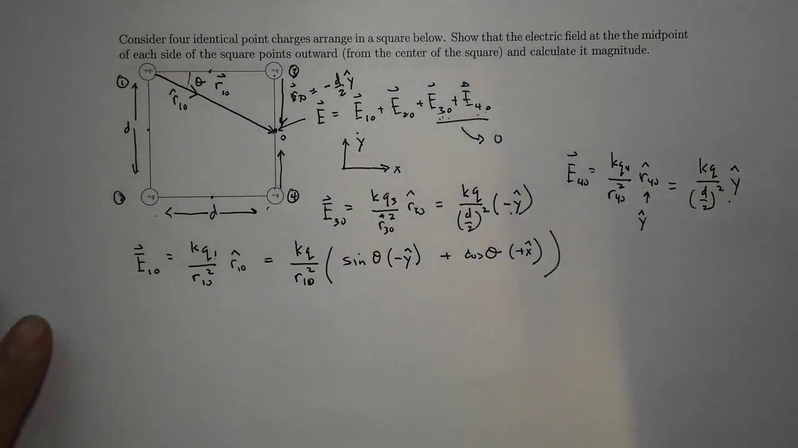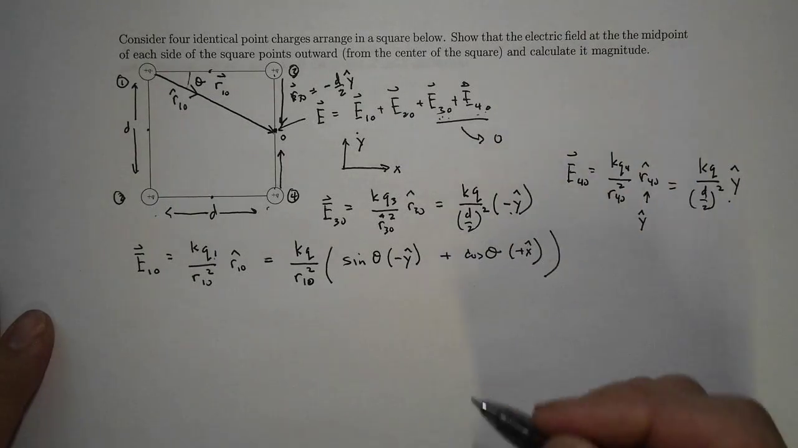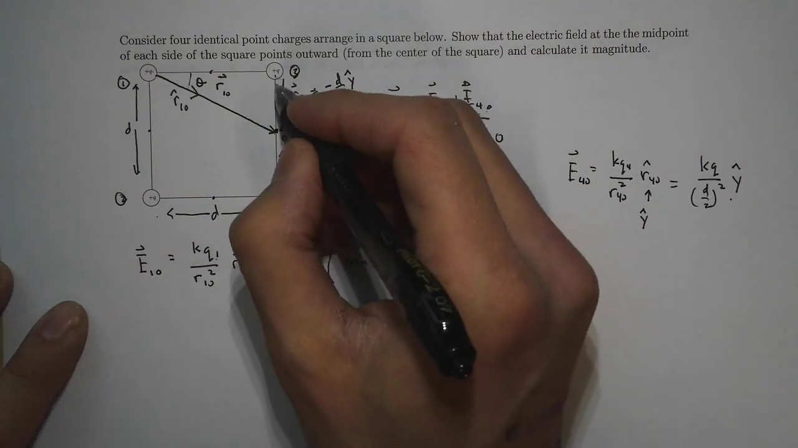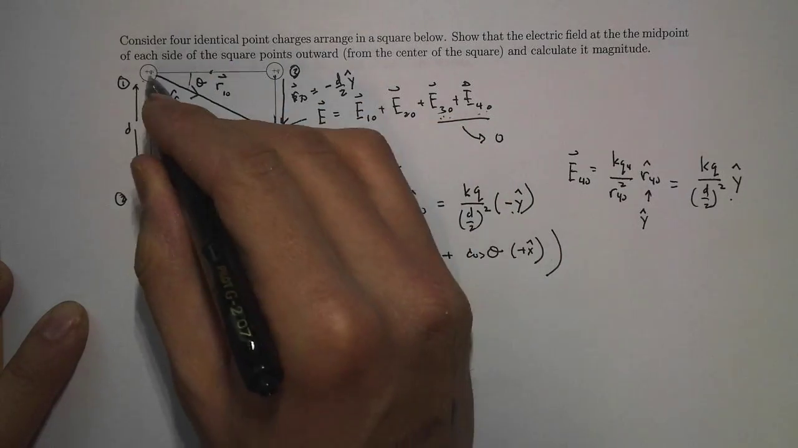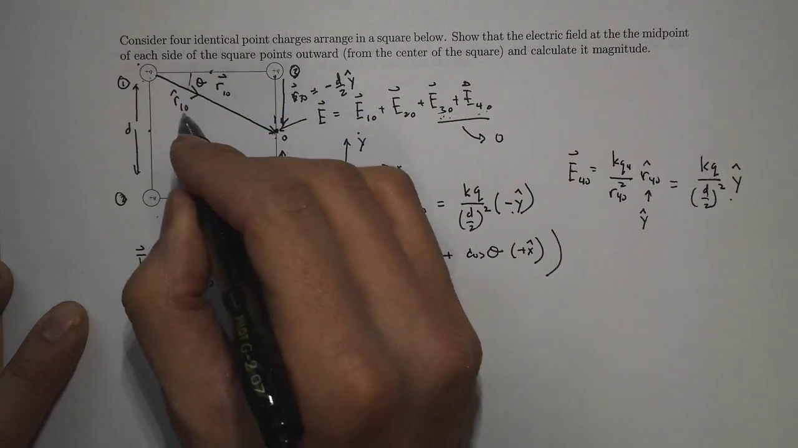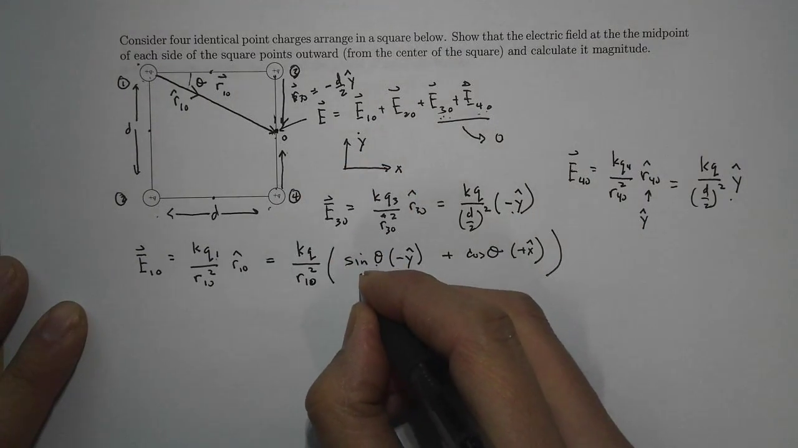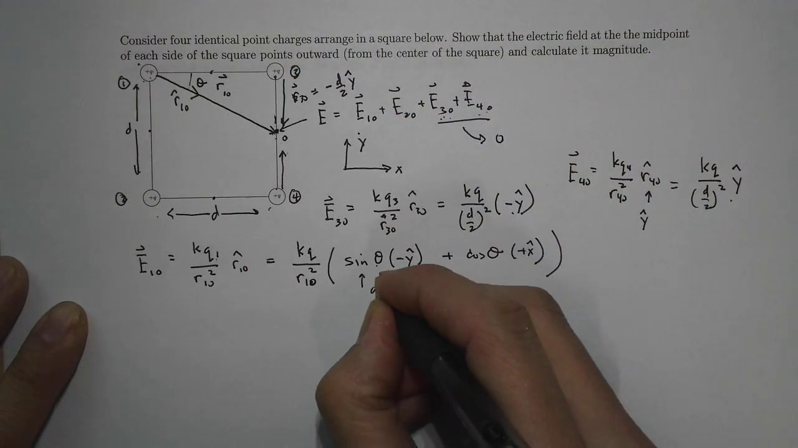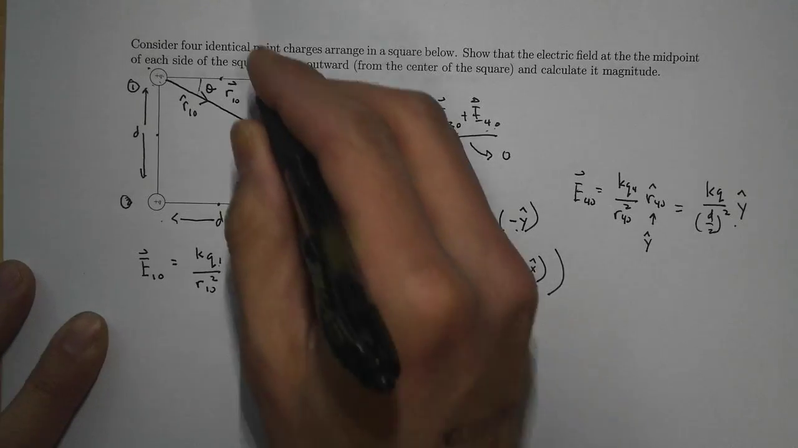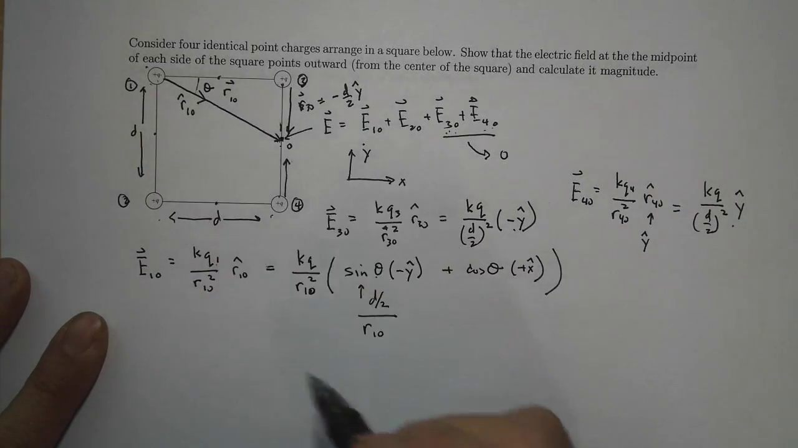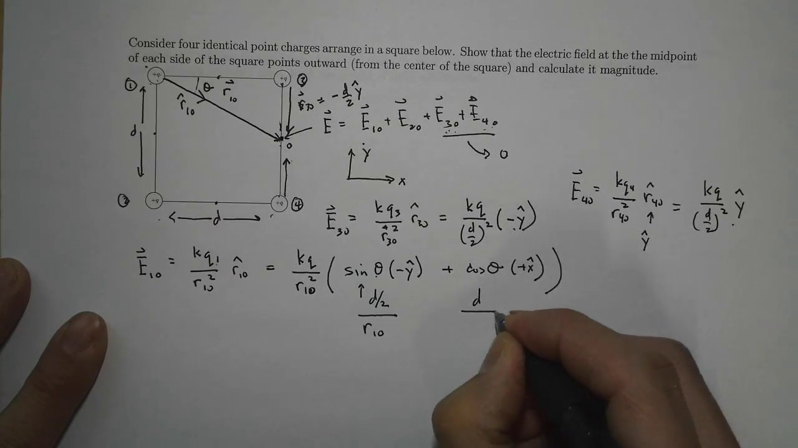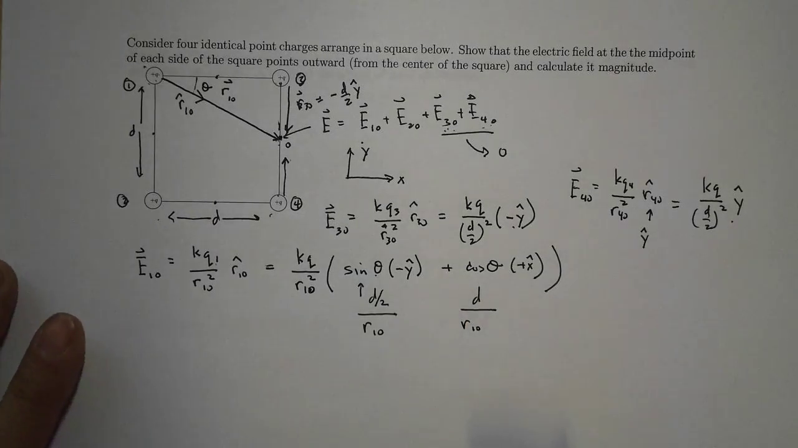We just care about what the sine and cosine of the angle is. And what's the sine of the angle? The sine of the angle is just going to be this side divided by the length of this vector here, which is R12. So sine is this side, which is actually d over 2, as stated earlier, divided by R10. And this side is just going to be d divided by R10 again, right?